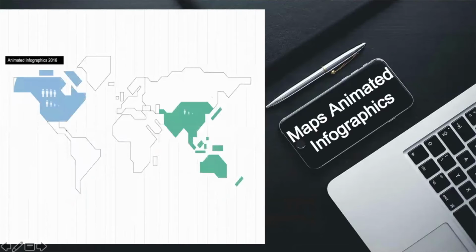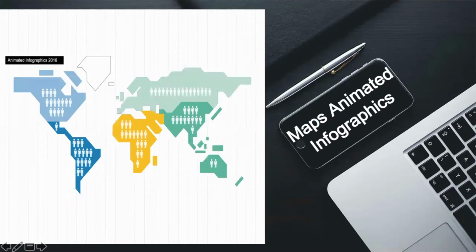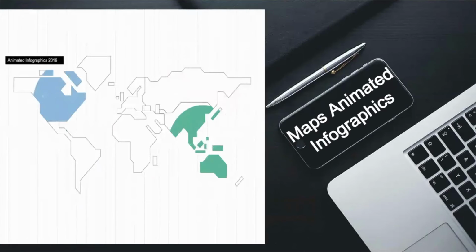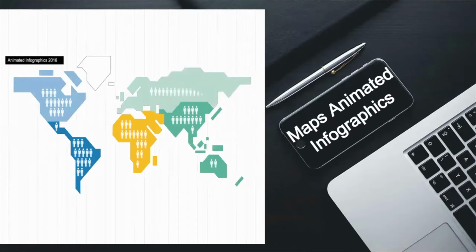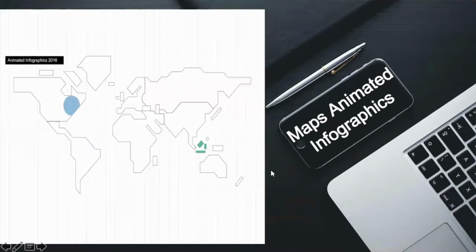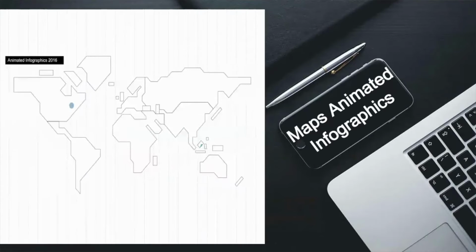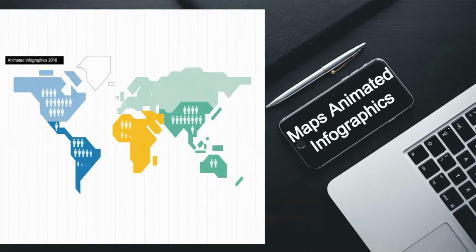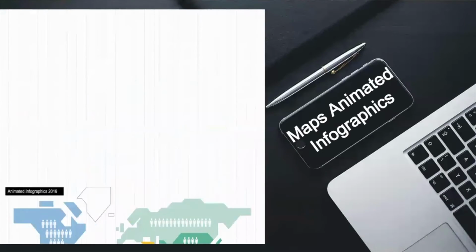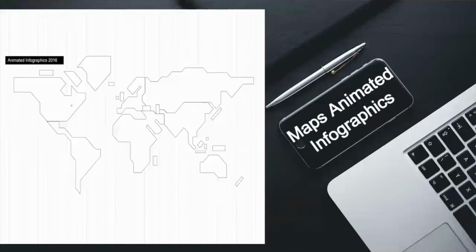So now we are going to start the styles of animated infographics. The first one is the maps animated infographic. If you see in this picture, we have some graphs which represent the population, or something about the people. So this is called the animated maps, which are used in infographics. This is a part of one infographic.